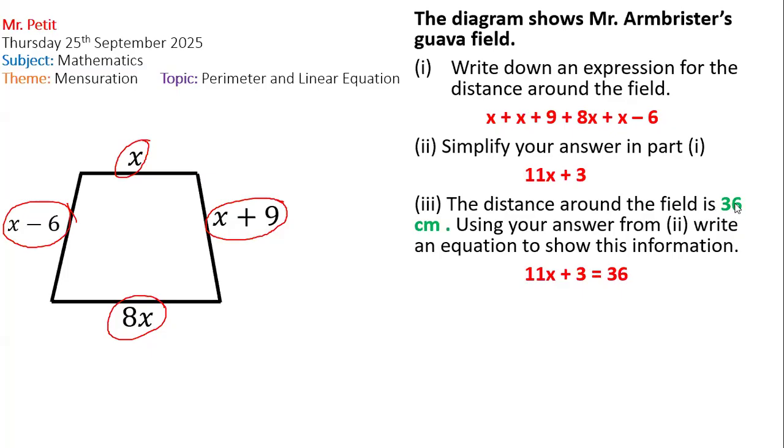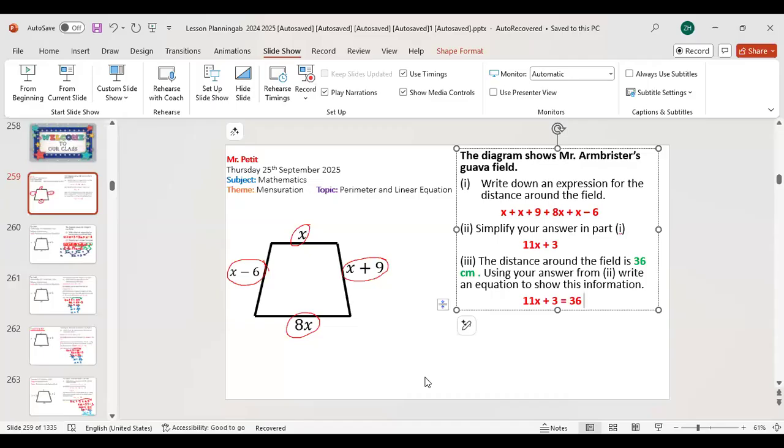But this might not always be 36. It could be a different number, right? So whatever the perimeter they give you, you just put equal to. You take your answer for the first one, and you put equal to whatever the perimeter is. That's how we do that. That makes sense? Good. So now we want to solve.